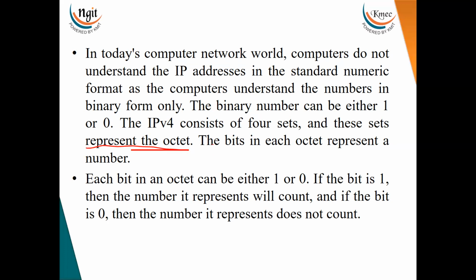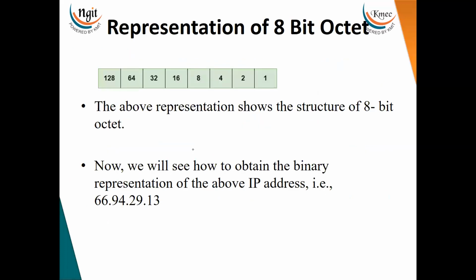Now we have to convert the given IP address into a binary number. The given IP address is 66.94.29.13. Now we'll see how to obtain the binary representation for the given IP address. This is our task: how we are going to obtain the binary address for the given number.